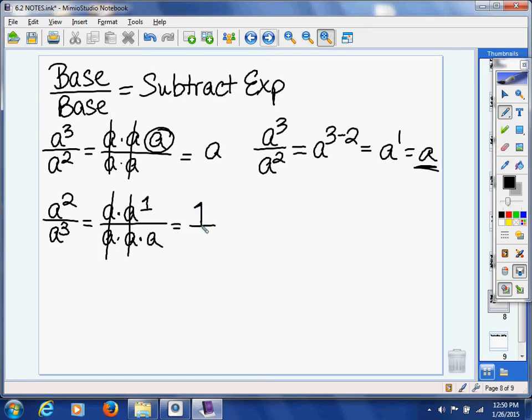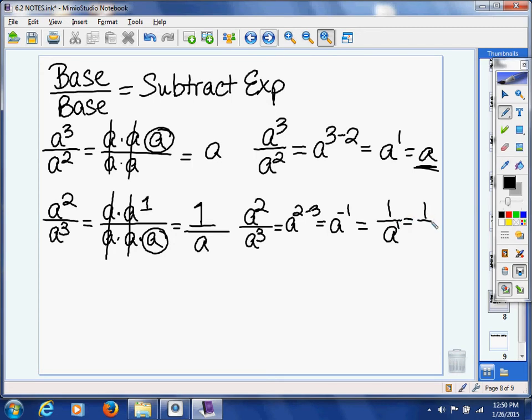You don't write 1 or you don't write 0. You write 1 because that's what's there. And then you have an a left on the bottom. Okay, and some of you are like, but how does the subtraction rule work? Because when I do 2 minus 3, I get negative 1. But you know what? You can rewrite a to the negative 1 as 1 over a to the positive 1, which is 1 over a. Same thing I got here, and here.